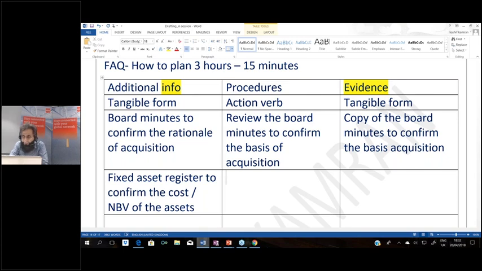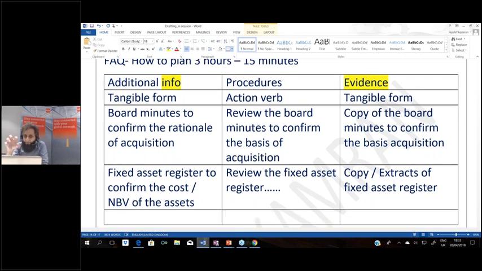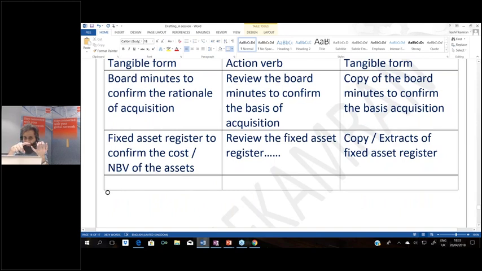Now, if I get the fixed asset register, I'll make a procedure on it: review the fixed asset register. And in the last column, for evidence, I'll say copy or extracts of fixed asset register.